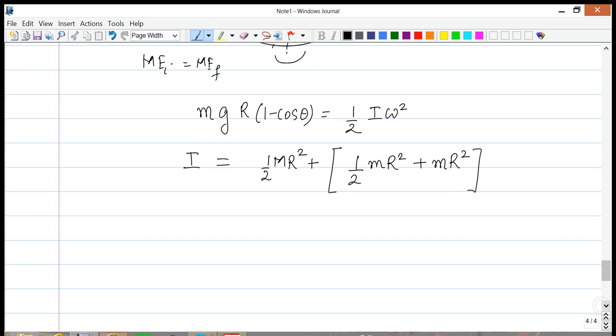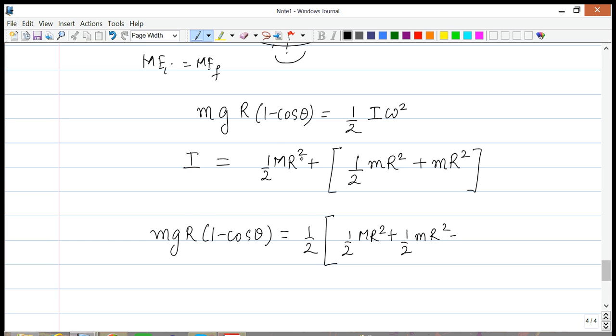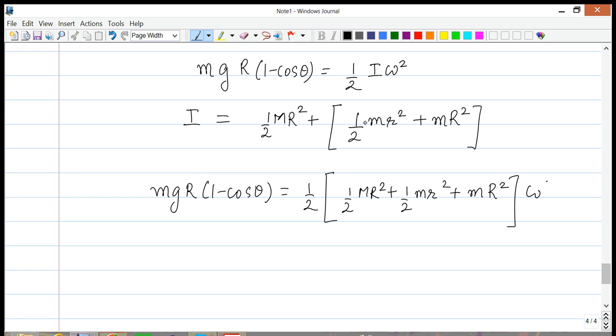Okay, so now we have all the terms here, and we can substitute. We get mgR times 1 minus cosine of theta is equal to 1/2 times I, which happens to be 1/2 MR squared plus 1/2 m, lowercase r squared. Actually, you know what, this should be lowercase r. Let's fix this. So this is lowercase r squared plus m times capital R squared. Great. Now times omega squared.